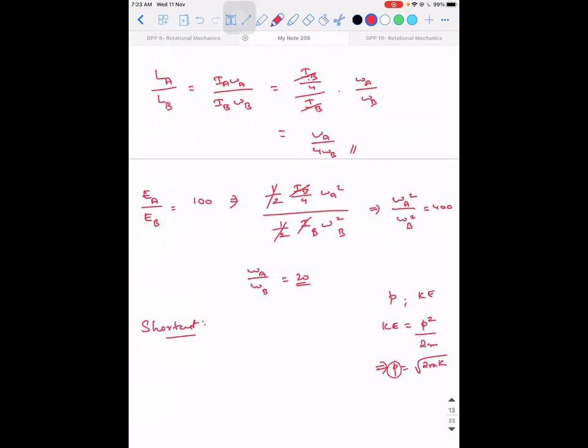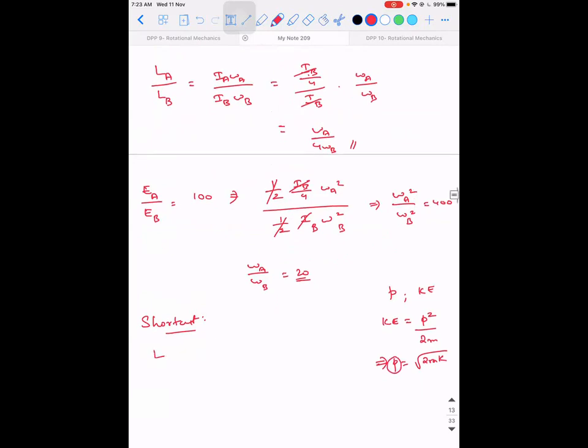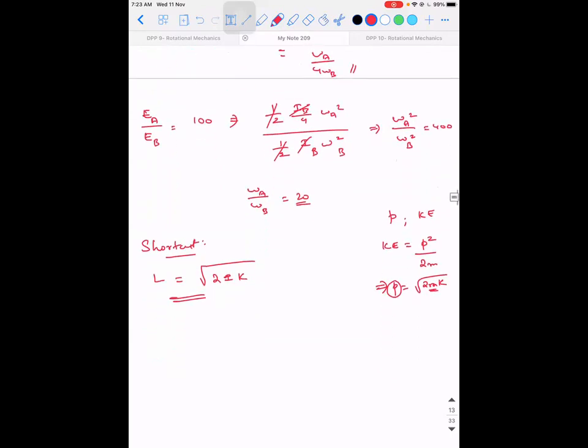So what will be the equivalent of linear momentum here? Angular momentum is equal to root of 2 into the equivalent of mass here, which is moment of inertia, into kinetic energy. Okay, root of 2 into I into K will be the formula. You can just use them and directly find the answer. Okay.